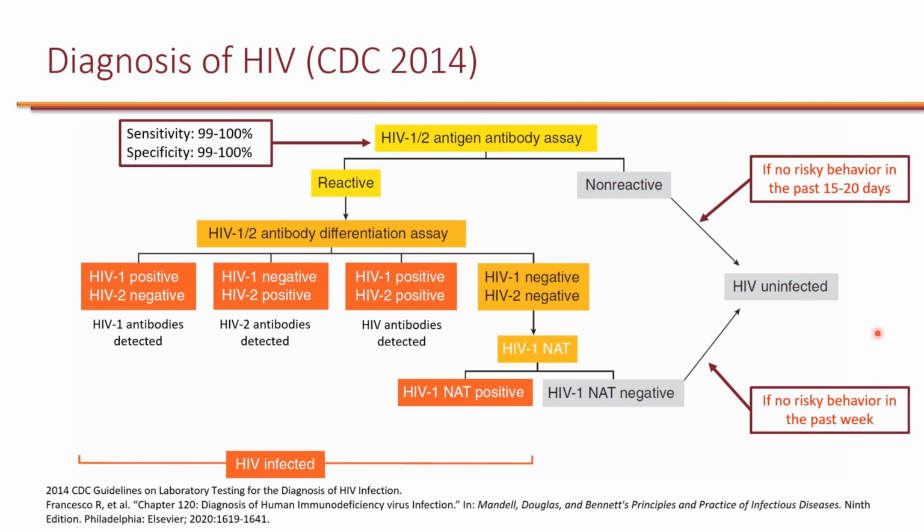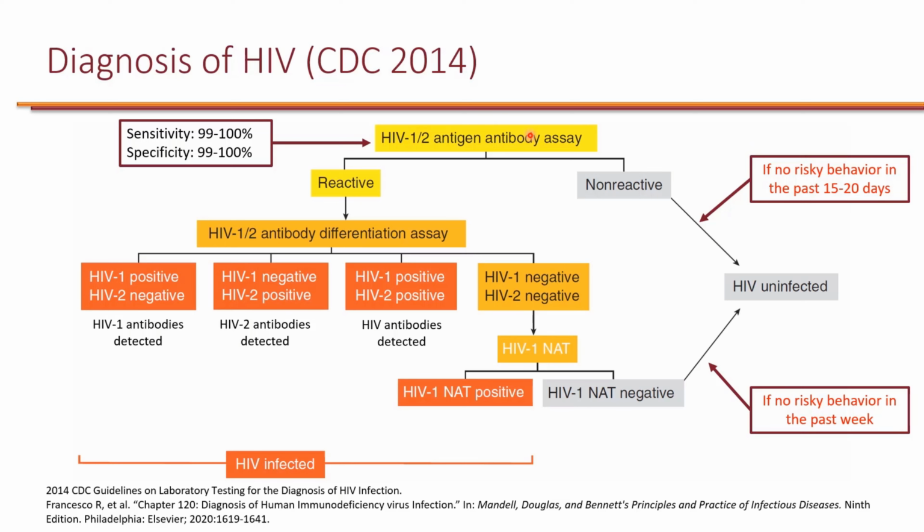Let's take a look at diagnosis of HIV. These are the recommendations from the 2014 CDC guidelines. Since 2014, it's been recommended to use a combination antigen-antibody assay, detecting antigen and antibodies from both HIV-1 and HIV-2. If this is non-reactive, assuming that the patient has not had risky behavior in the previous 15 to 20 days, then we can confidently conclude that the patient does not have HIV. This test has a very high sensitivity and specificity.